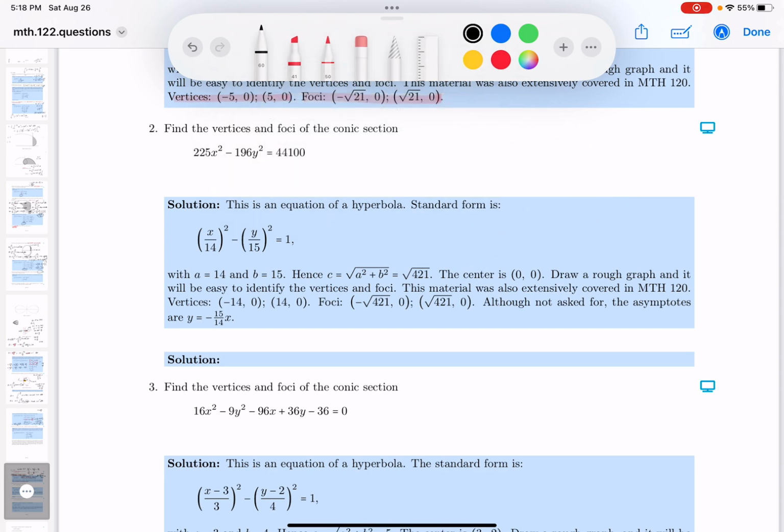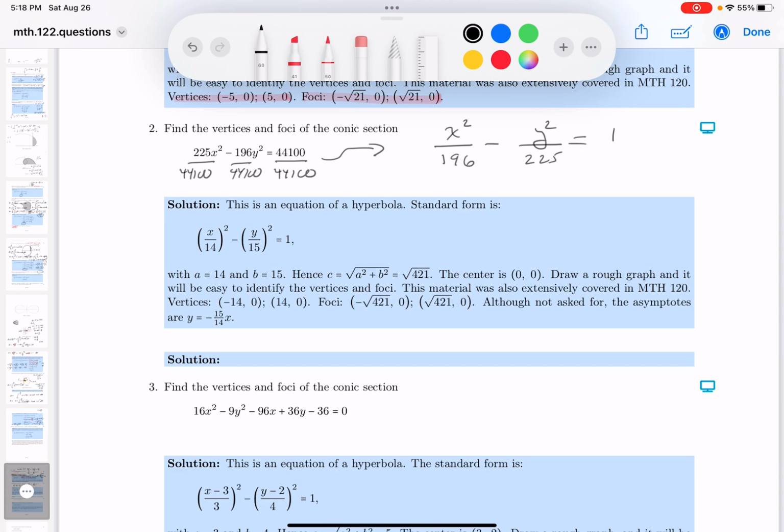What I'm going to do here is divide both sides by 44,100. And that should make it easy for me. Well, 225 is going to give 44,100 196 times. And then 196 will go into 44,100 225 times. And these are nice numbers because they're perfect squares. Then I get a 1 over here.